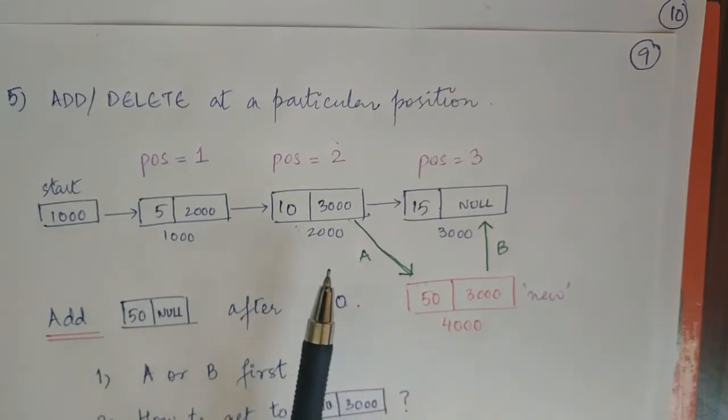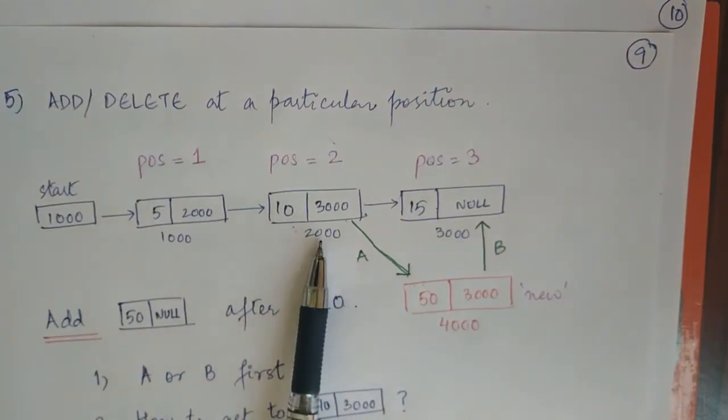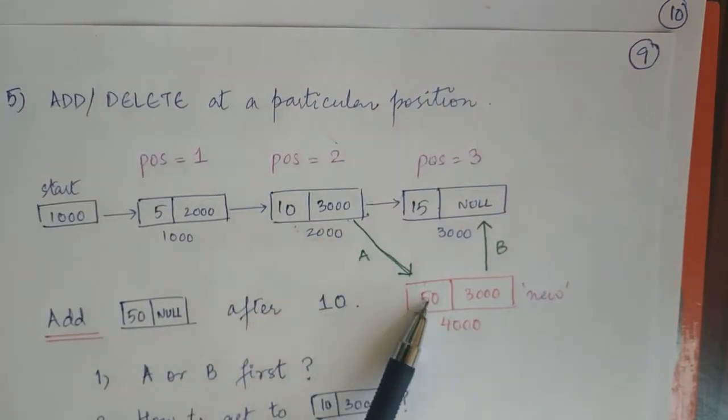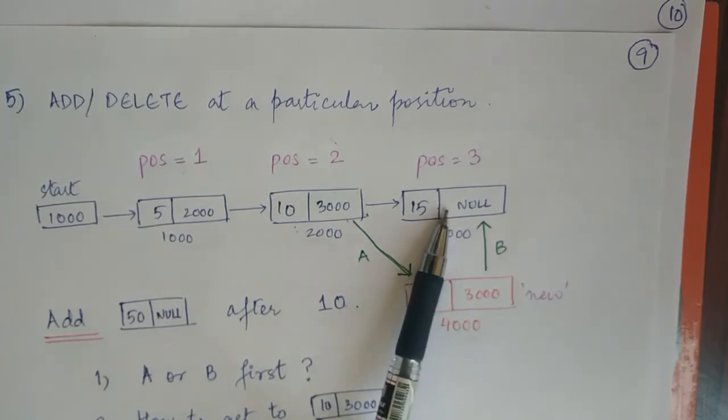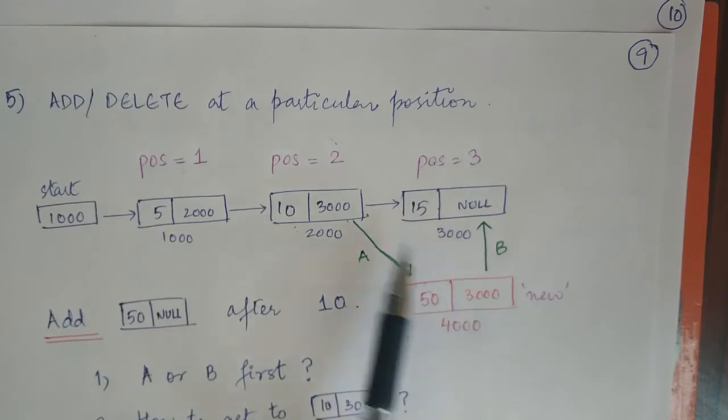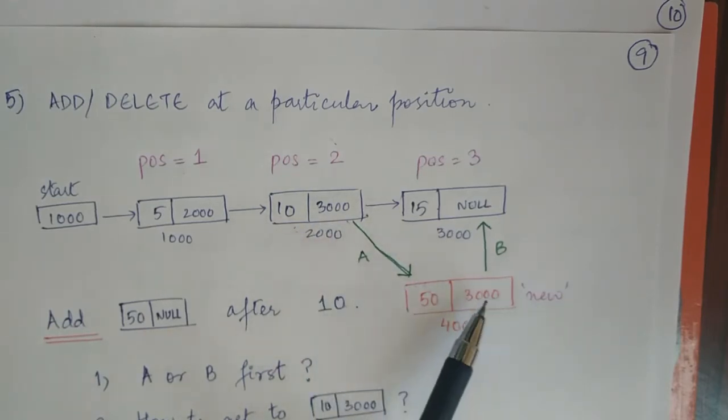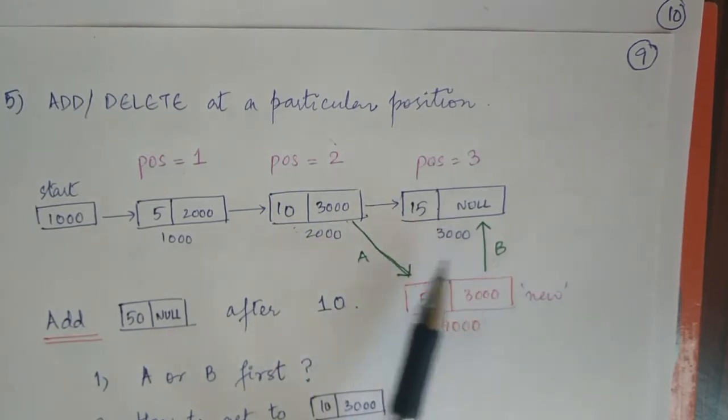So let's get here. Now temp has 2000. So all you have to do is in 2000 to next, you have to store this address and you have to make this point here. But if you do this first, you will lose this address. We'll do B first and then A. So here we go.